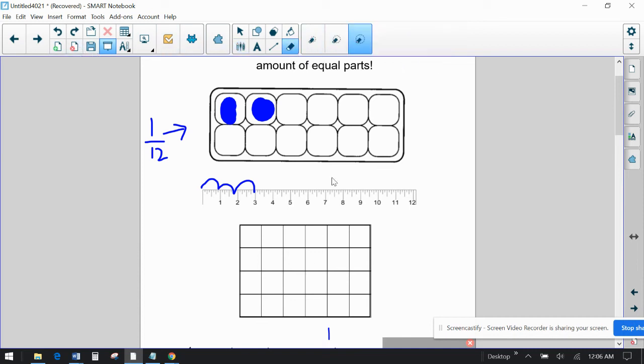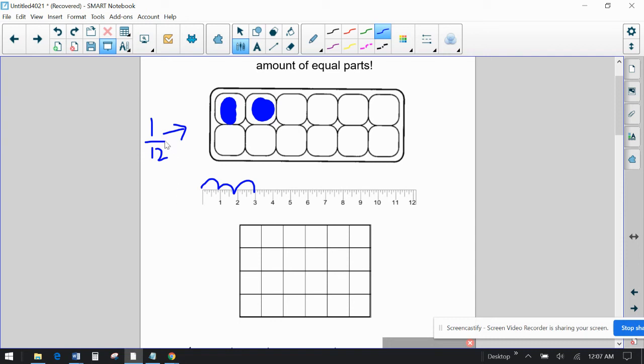This one, not so much. It's not that tricky, but it doesn't match. So you would need to divvy this into 12 equal parts before you could show twelfths. Well, we know there's 24 of them.